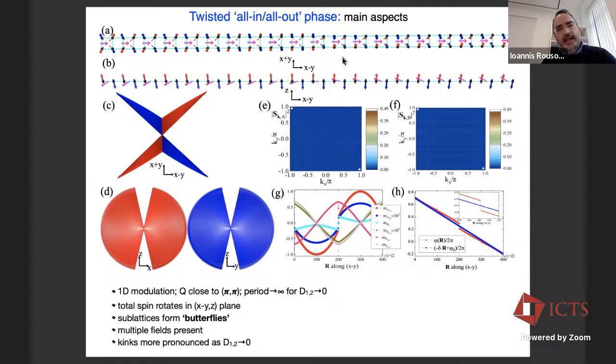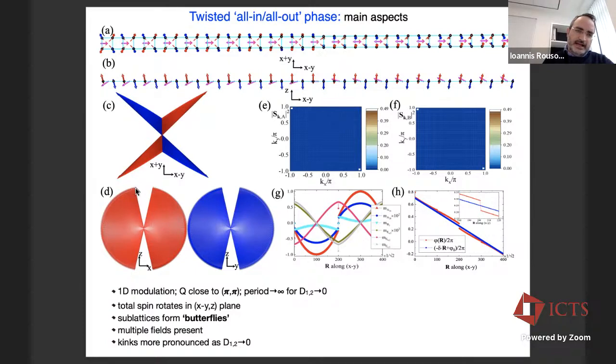As you go along the propagation direction, you can locally identify the all-in, all-out structure, but then you can also draw the total spin in each of the crossed tetrahedra, or cross plaquettes, here. And you can see that there is a very slow rotation in the x minus y, z plane, which you can also see in this projection here. If you do the common origin plot, you will see this kind of butterfly structure.